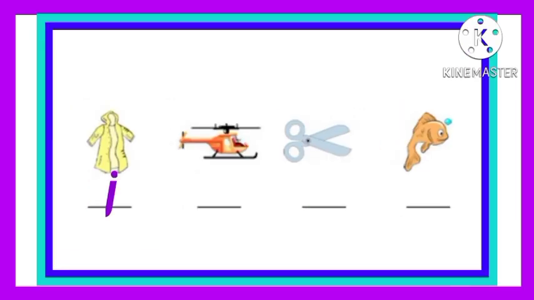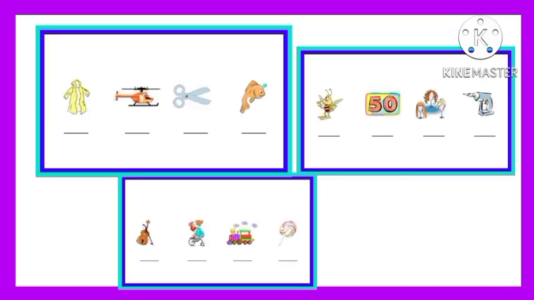J for jacket, H for helicopter, S for scissors, F for fish. All these pictures start with consonants.